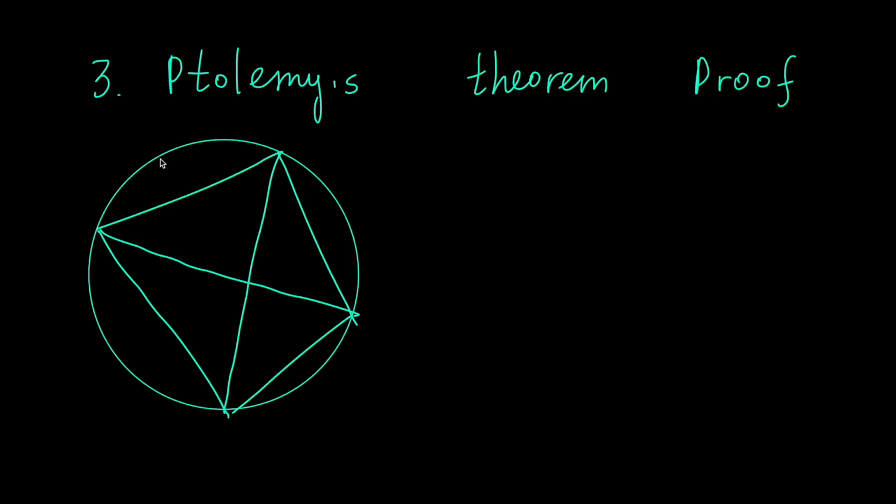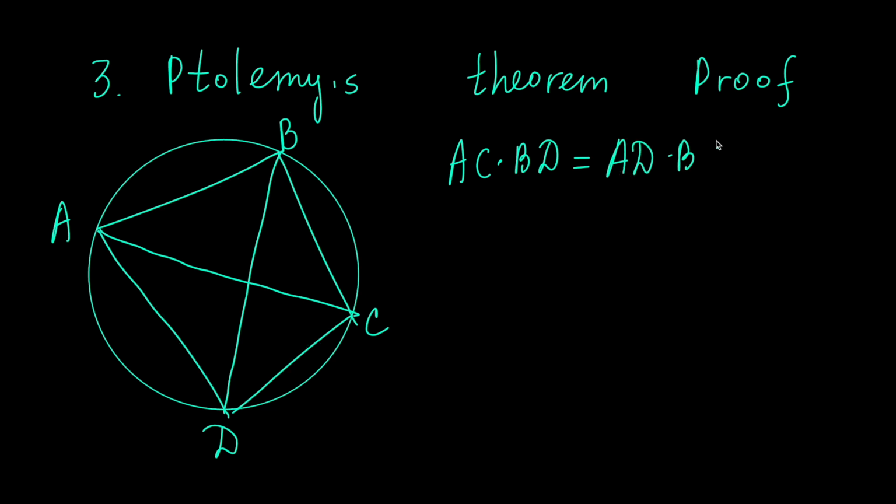And the final third way to prove Pythagoras' theorem is using Ptolemy's theorem. Now Ptolemy states that for a cyclic quadrilateral, or a quadrilateral inscribed in a circle, the product of the diagonals equals the sum of the products of opposite sides. Or in other words, if we call this quadrilateral ABCD, the product of AC and BD equals the sum of AD times BC plus DC times AB. So product of AD and BC plus product of AB and CD.